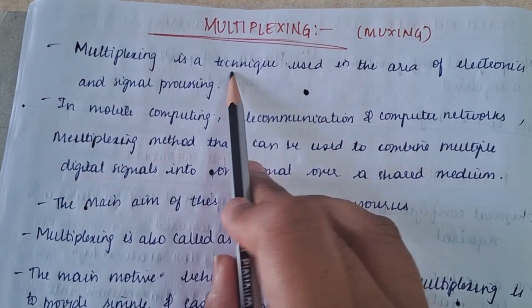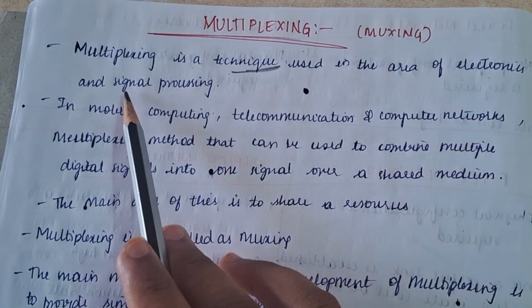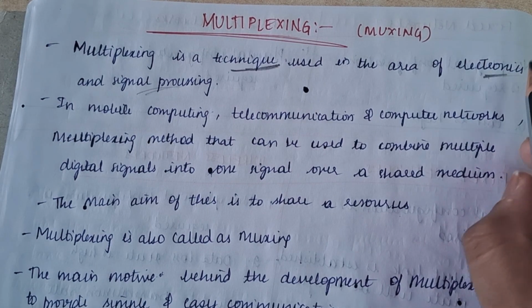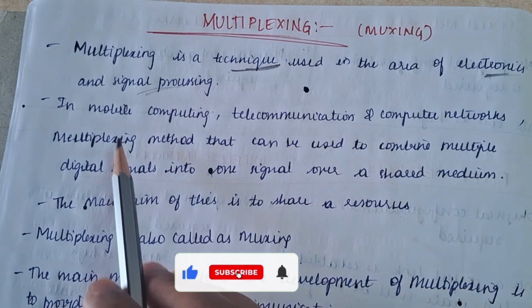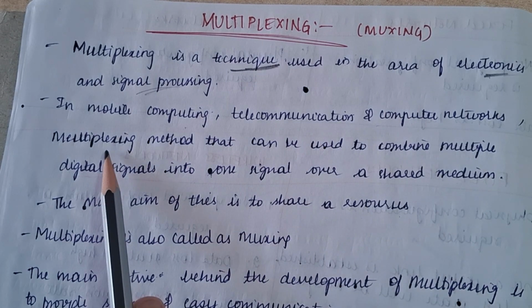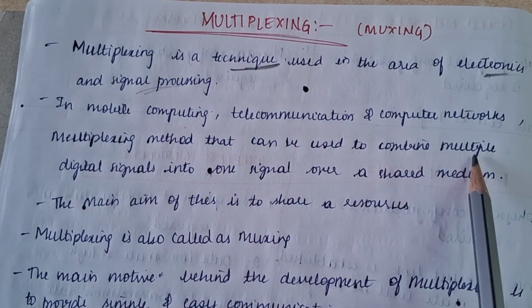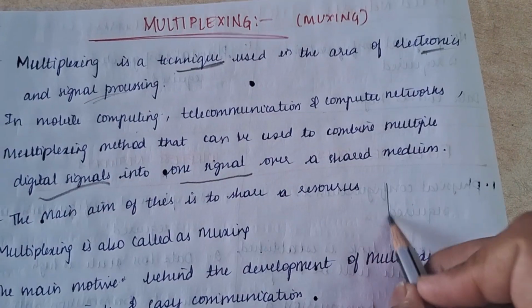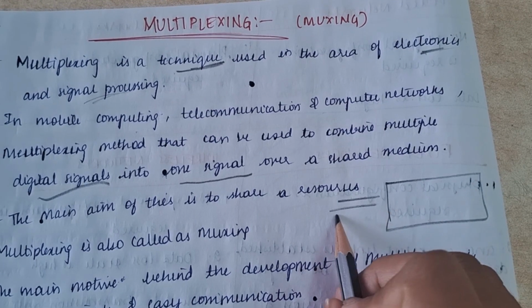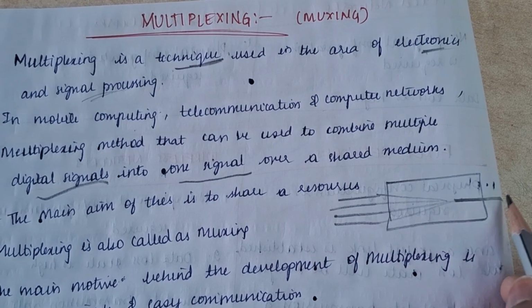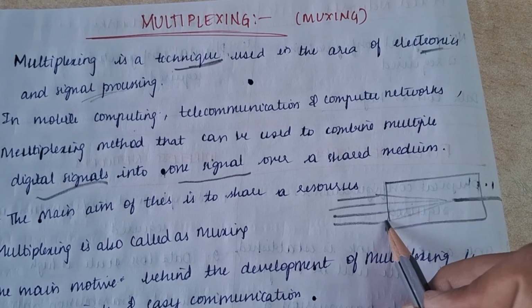Multiplexing is a technique used in the area of electronics and signal processing. This technique is used in electronic devices and signal processors. It is also used in mobile computing, telecommunication and computer networks. Multiplexing is a method that can be used to combine multiple digital signals into one signal over a shared media. If there is a shared media, the multiple signals passing to that media are combined by multiplexing, which provides a single signal in the shared media.